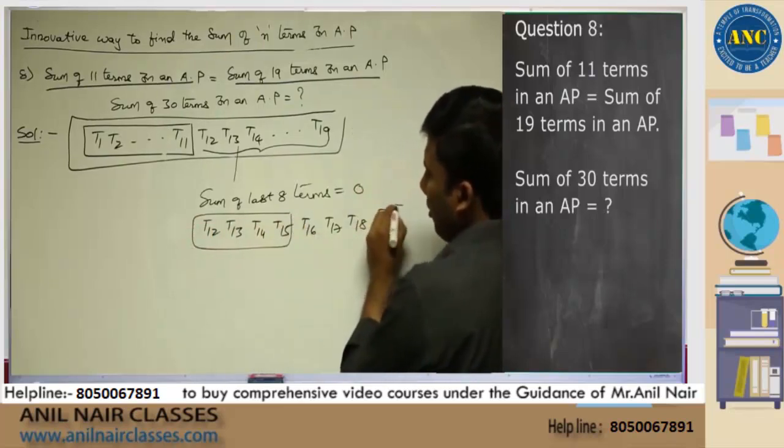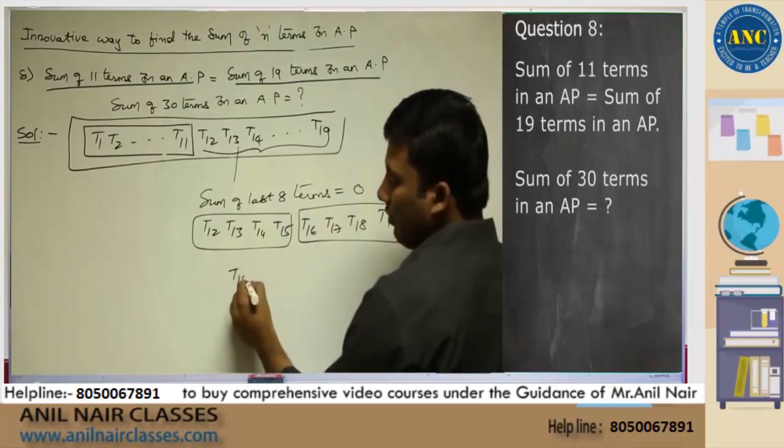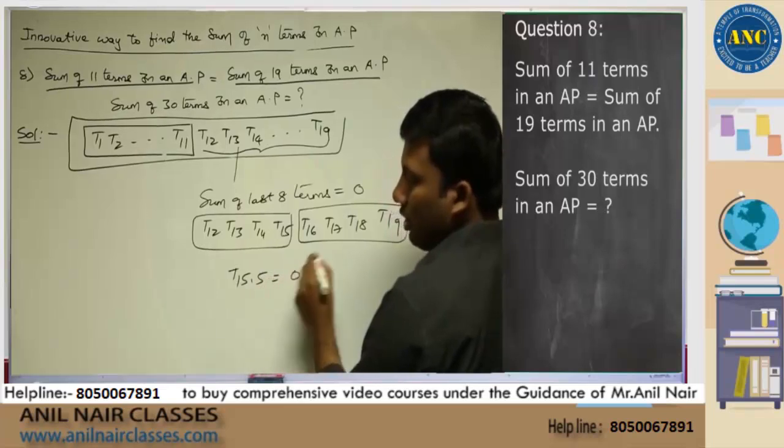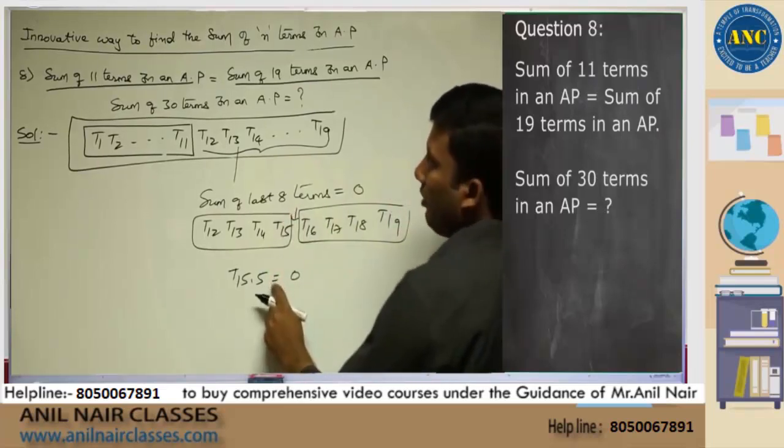Left side 4, right side 4. What is the middle term? T15.5 is 0. Are you all with me? The middle value is 15.5, and T15.5 is 0.